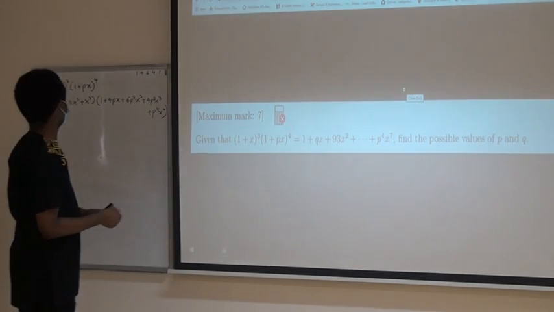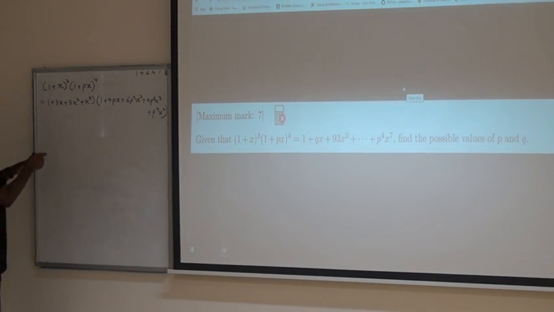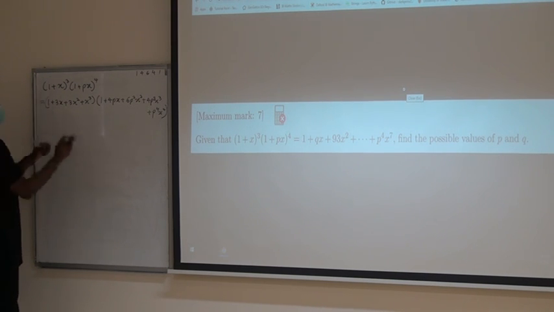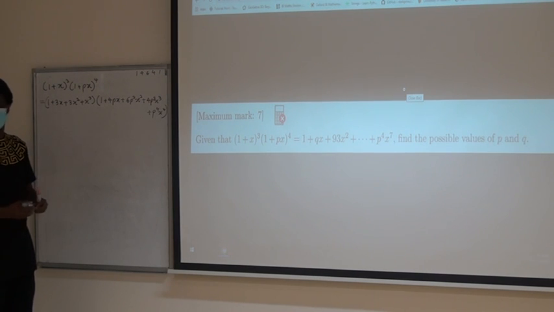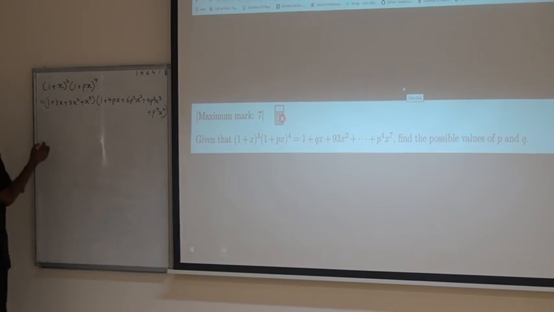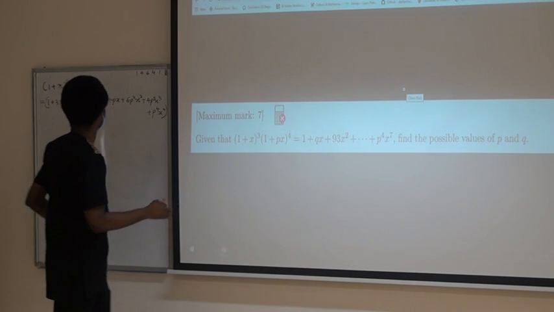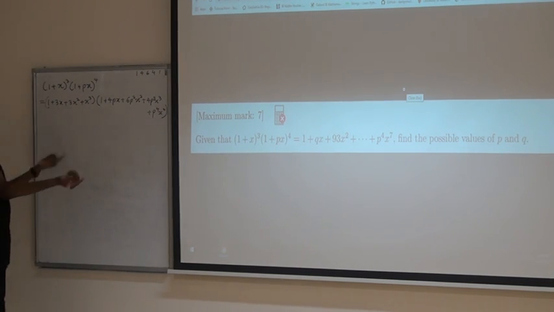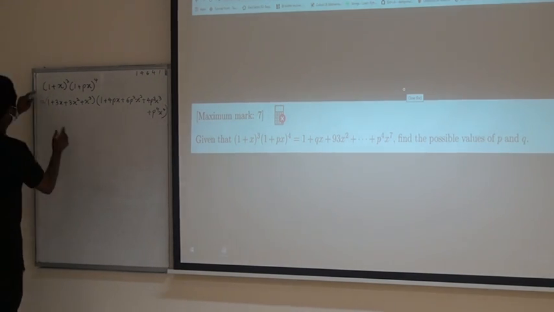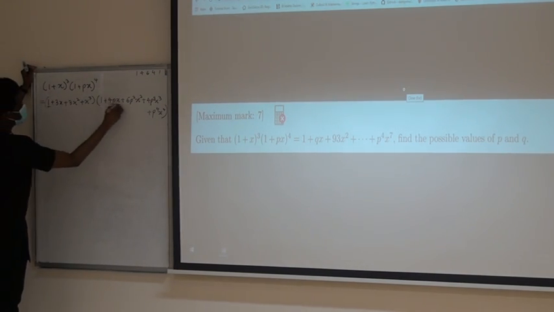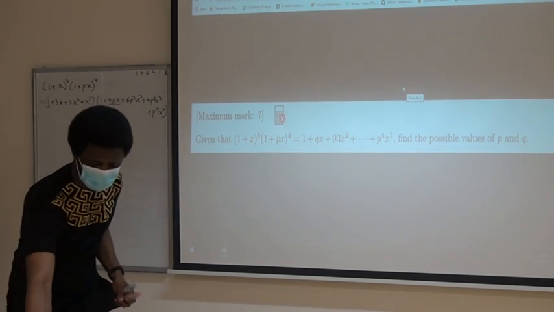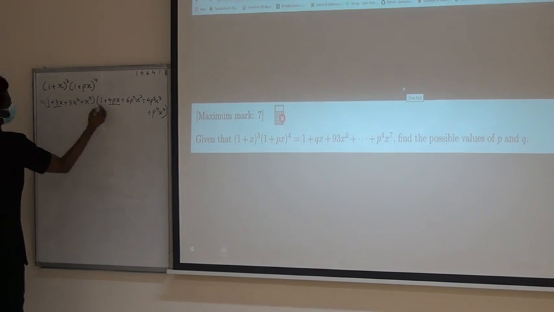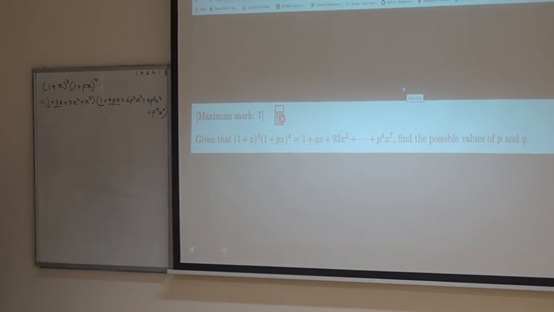We need the coefficient of x. To get the coefficient of x, it will be constant times coefficient of x, then coefficient of x times constant. Constant and constant is 1, so that is irrelevant. But when this multiplies this, and when this multiplies this, you get your coefficient of x.